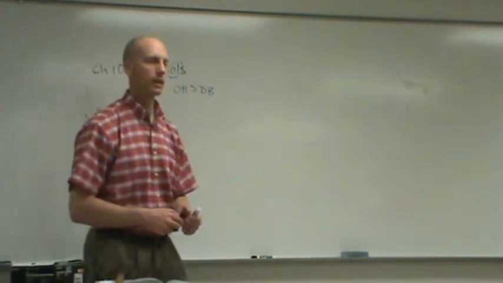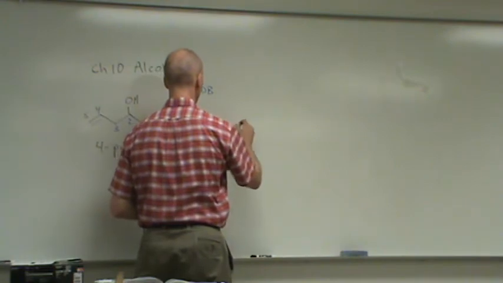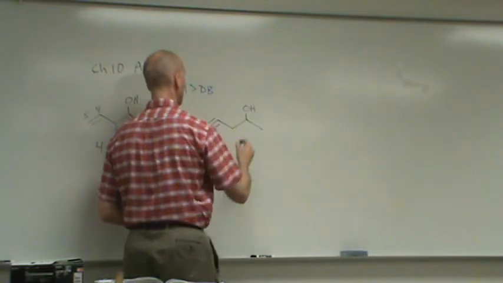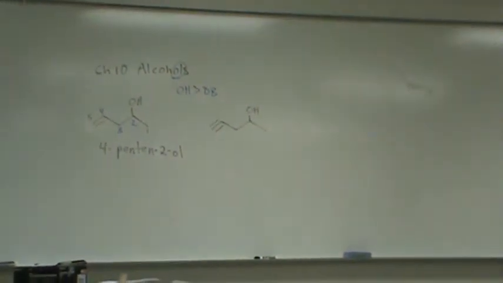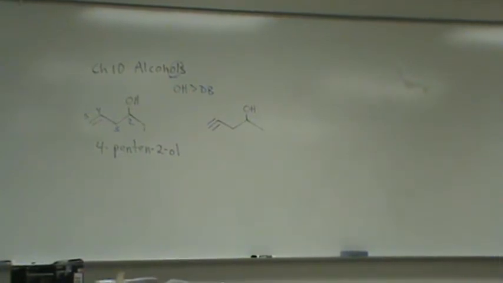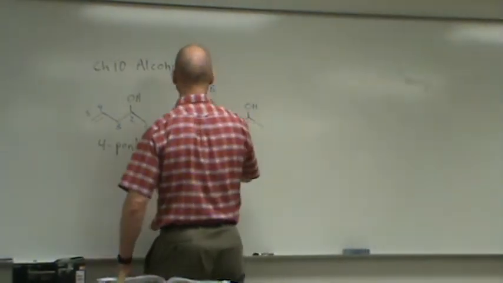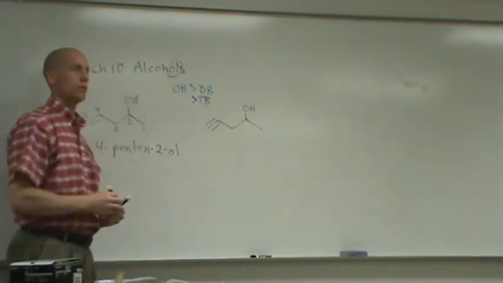Okay, let's go with another example. Let's bring in the triple bond into play. We know that the triple bond has priority. Well, which do you think is going to win here? The OH will win again. So the OH is also greater than the triple bond.